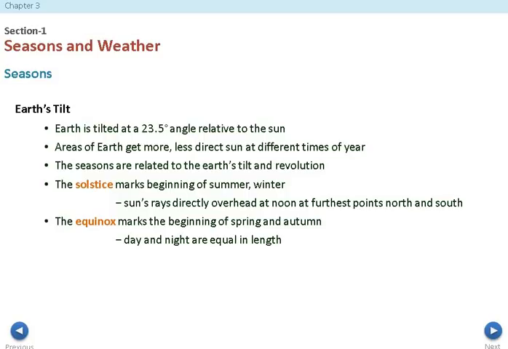And so what we look at is solstices and equinoxes. Solstices mark the beginning of summer and winter, with the sun's rays directly overhead at noon at the furthest points north and south. The equinox marks the beginning of spring and autumn, and the day and night are of equal length. I know that sounds very confusing, but we're going to show a quick video to give you some visuals here, and then we'll come back and explain what we're talking about.